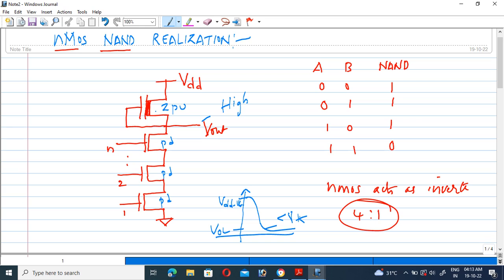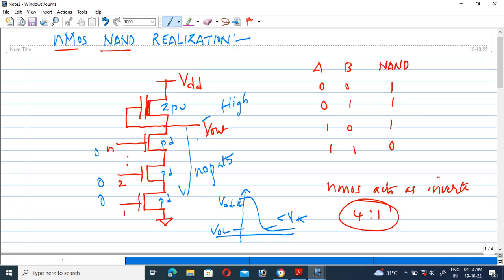Whenever the input voltage, let us consider, is zero for all inputs, all the nMOS transistors are going to be in open circuit condition. For zero input voltage, these nMOS transistors are open circuit. Therefore, no direct path will exist from this voltage to this point. No path means the output obviously maintains a high voltage.